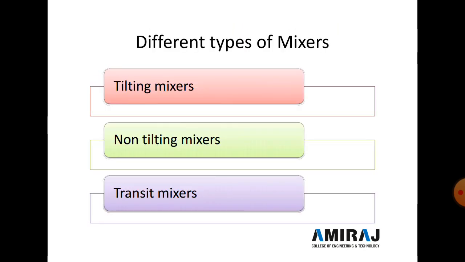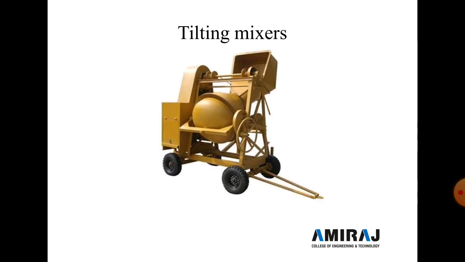Now here, different types of mixers we use in a construction line. Three types of mixer are generally used to mix the materials of the concrete, cement, sand and aggregate, and also, if required, we add an admixture. The three types are: first a tilting mixer, second a non-tilting mixer, and third one is a transit mixer. So what is a tilting mixer?